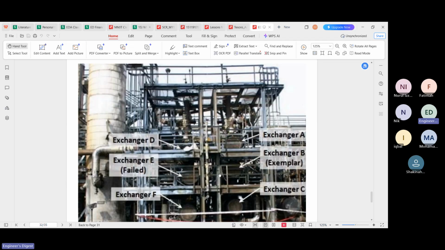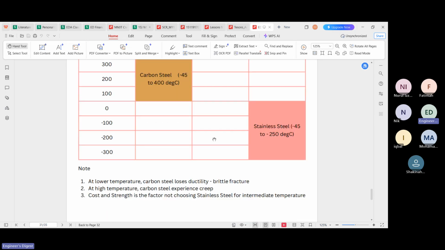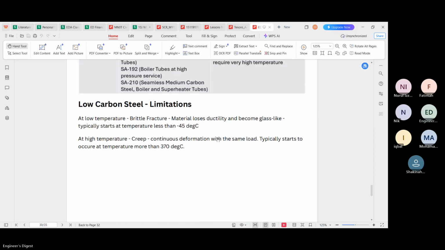Okay, before we go to the next case study, do you have any question? Apa beza ductile dengan creep? Okay, ductile. Ductility means that the material is able to handle the pressure without breaking.